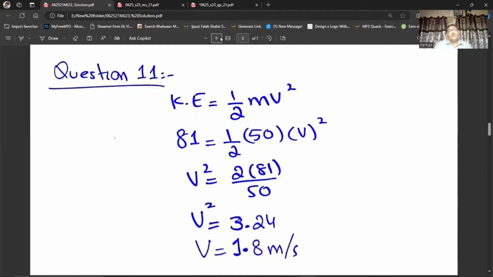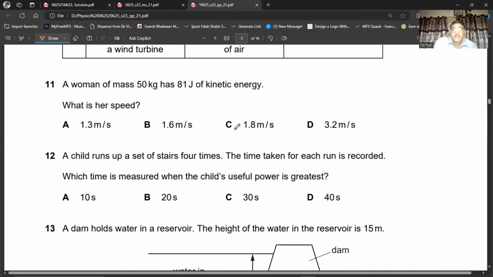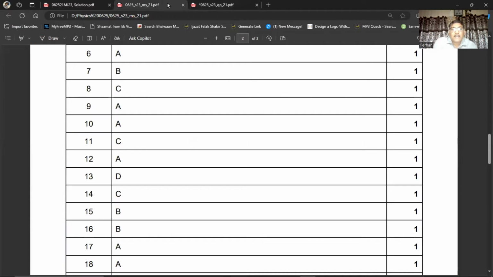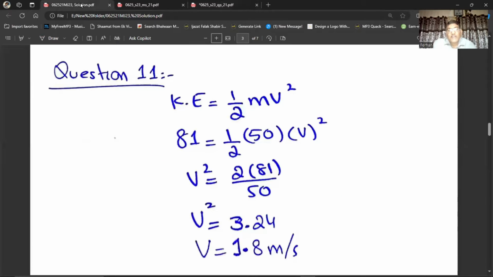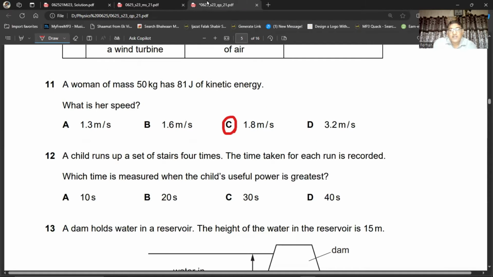Okay, so kinetic energy is equal to 1 by 2 mv square. So 81 is equal to 1 by 2 into 50 into v square. So v square will be equal to 2 multiplied by 81 divided by 50. So v square equals 3.24, and v will be equal to 1.8 meters per second. So I think C is the option. Question number 11, C is the right option, sir. And this is how we have done that.